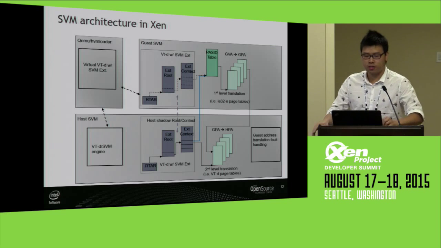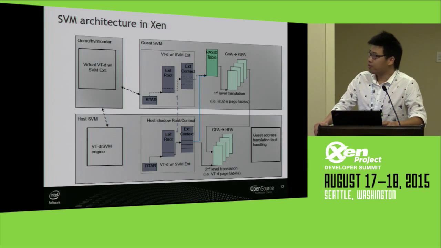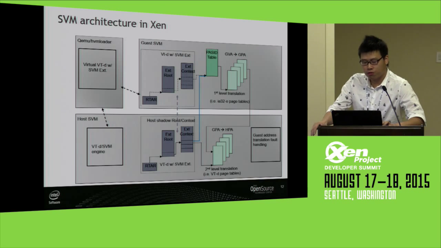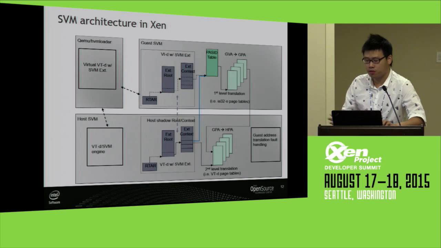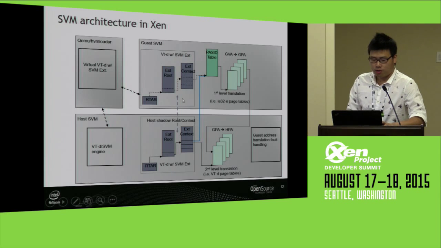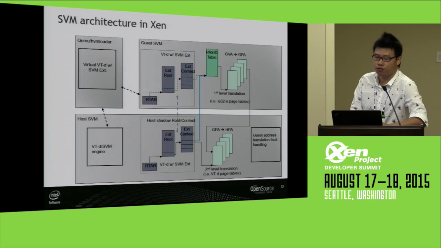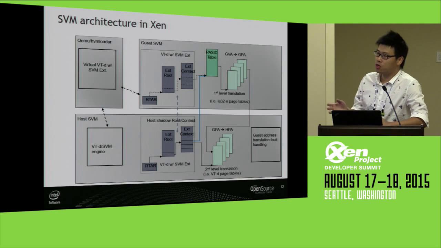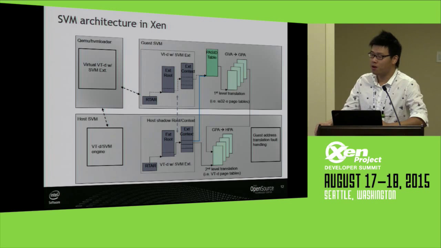Basically, this is the SVM architecture in Xen from the implementation point of view. Here, I'd like to just give a brief high-level introduction because there is more detailed information about each part in the following slides. From the left side, you can see we need to expose virtual VTD with the SVM extension to the guest, so that the guest can issue the DMA request with pass ID. That means it can use the application virtual address to send the DMA request.